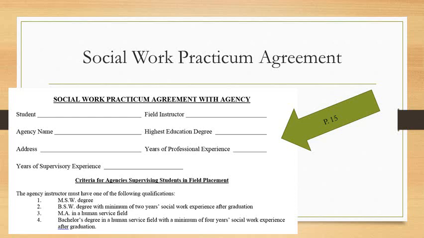The first page has various sections to be filled out by the student and the field instructor. This page requires the student's first and last name, the field instructor's first and last name, the agency name, the highest education degree that the field instructor holds, the address of the agency, the years of professional experience that the field instructor holds, and the years of supervisory experience that the field instructor has.